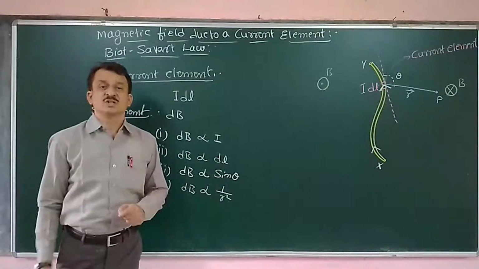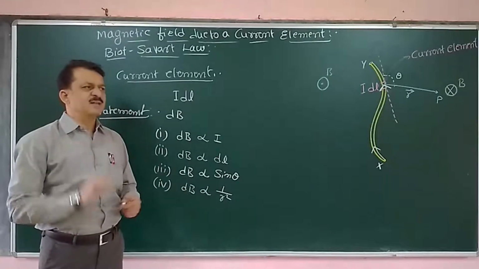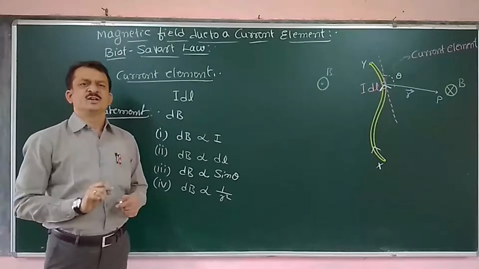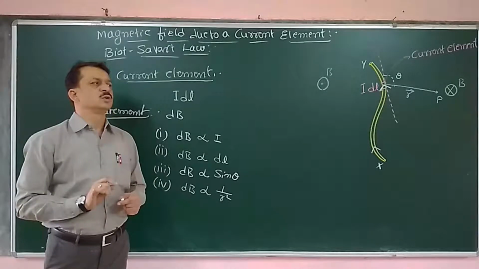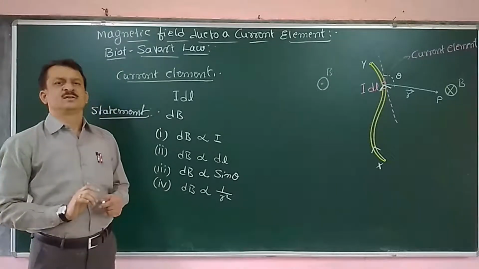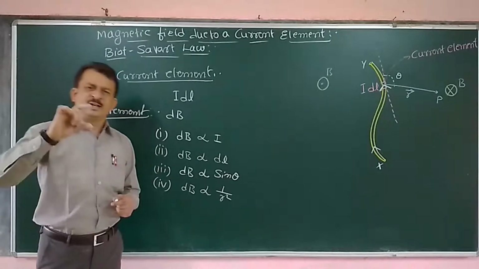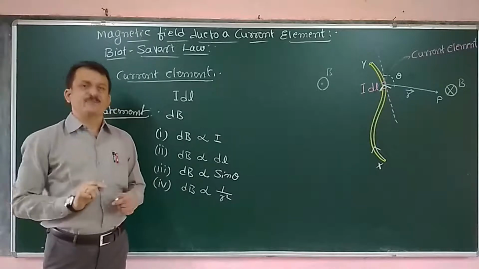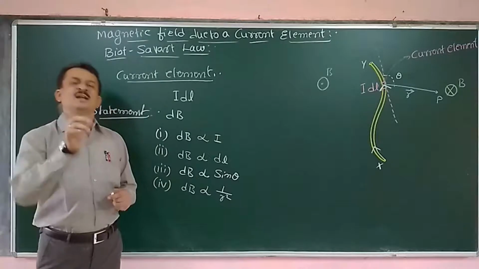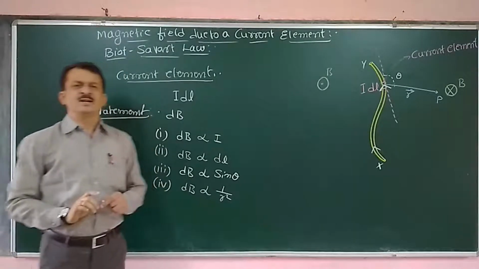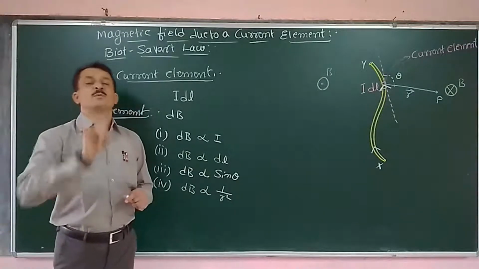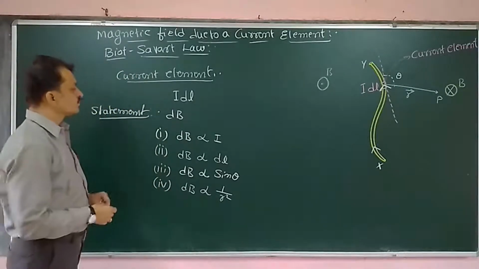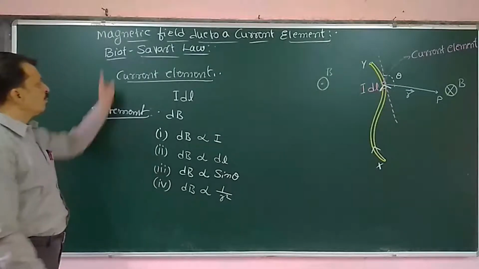Now this is the statement of Biot-Savart's law. So Biot-Savart's law states that the magnetic field due to a current element is directly proportional to the current flowing in it, directly proportional to the length of the current element, directly proportional to sine of the angle between the current element and the line joining the point to the current element, and inversely proportional to square of the distance of the point from the current element. So therefore we have got these 4 points according to Biot-Savart's law.